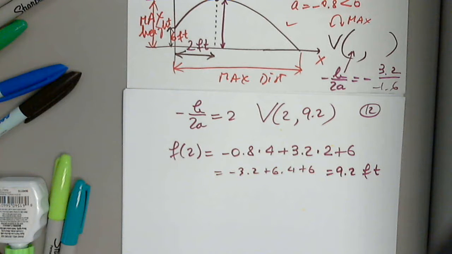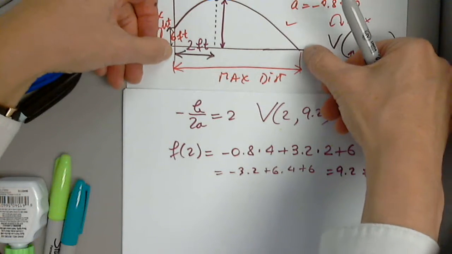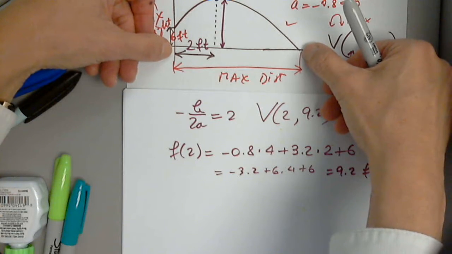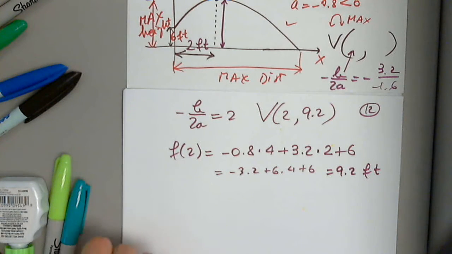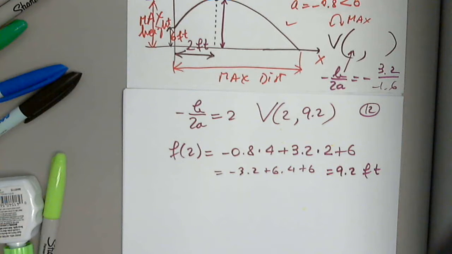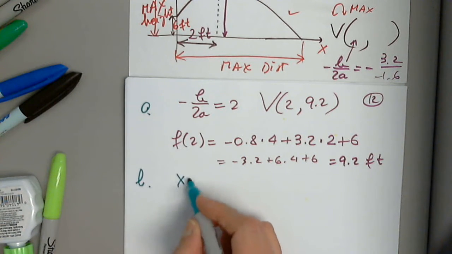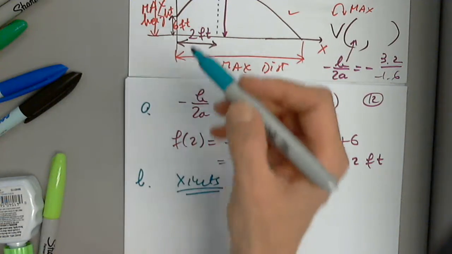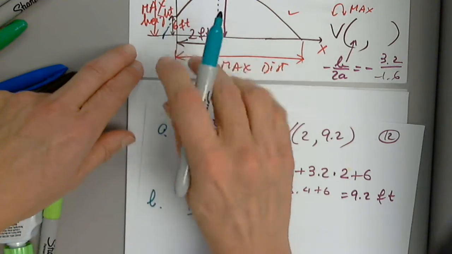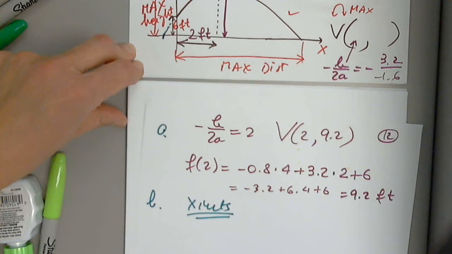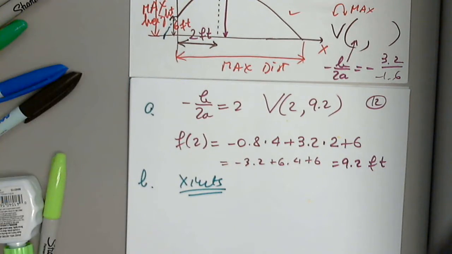Yes. Part B. How far does the ball travel horizontally before hitting the ground? So what do I have to do this time? X-intercept. Very good. So this was part A. And part B, I have to find the x-intercepts. Of course, one of them appears to be negative, which I don't care for, but the other one will be a positive value. How do I determine the x-intercepts for this function?